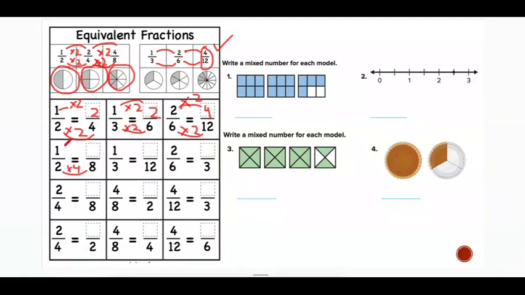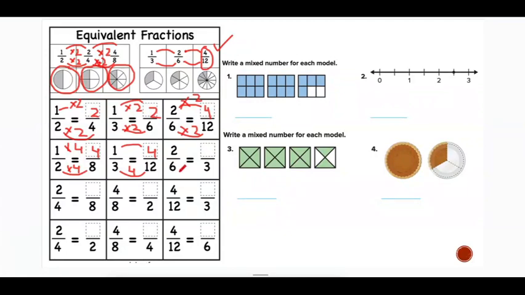So 1 times 4 is what? 4. So 4 by 8, or 4 out of 8. 3 times what is 12? 3 times 4 is 12. So 1 times 4 is 4.